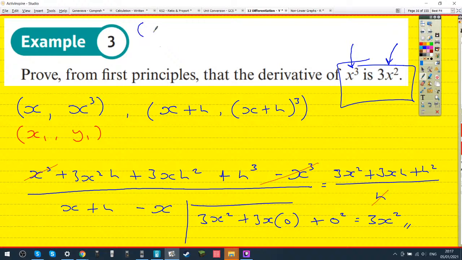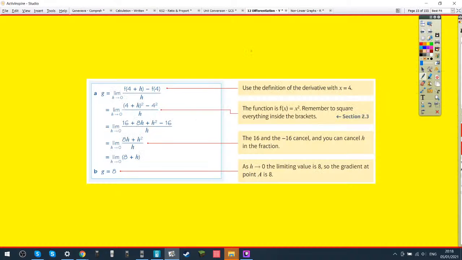So let's say x equals 5. When x is 5, what is the gradient? Instead of x, you have 5. So it'd be 3 multiplied by 5 squared, which is 75. Well done. And so instead of having to do y2 minus y1 over x2 minus x1, we have a formula that does it for us.